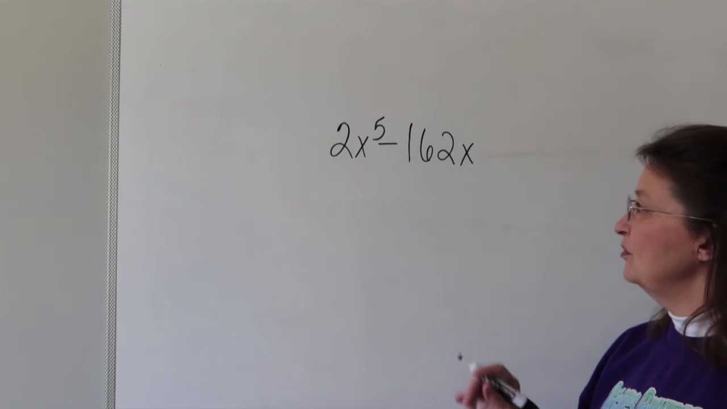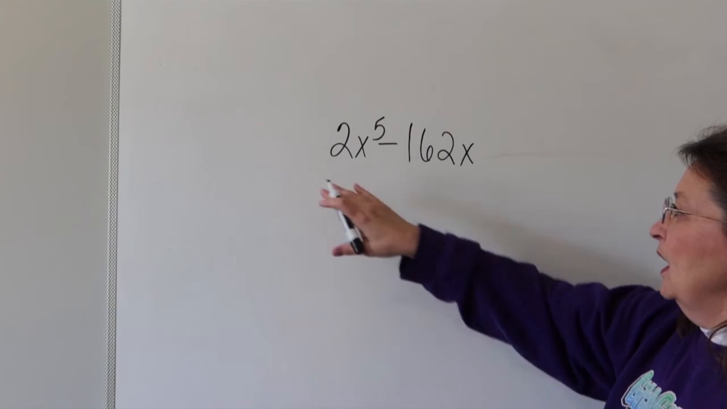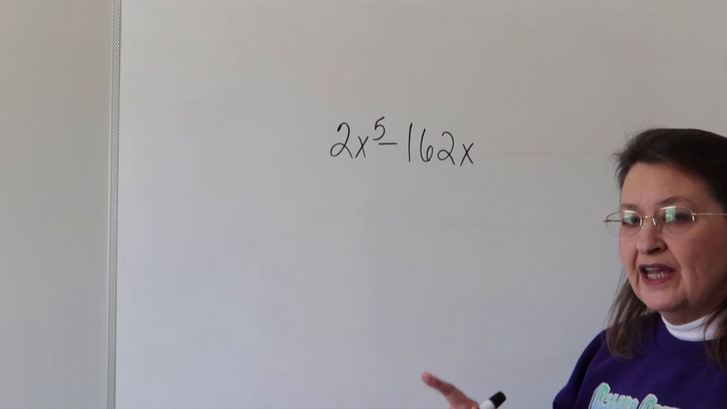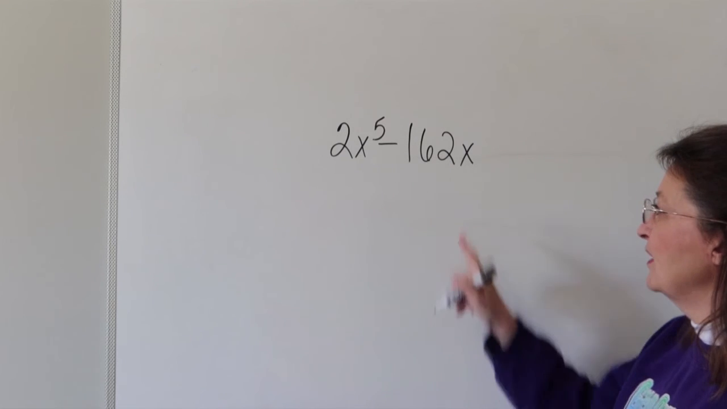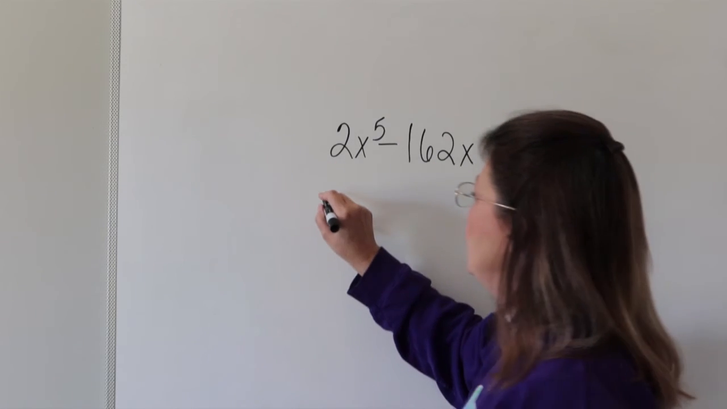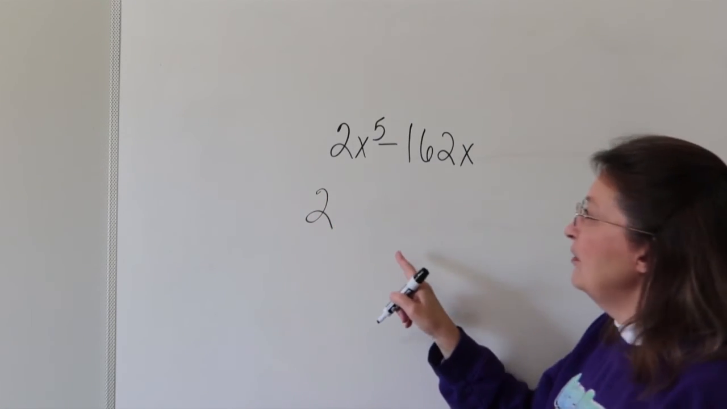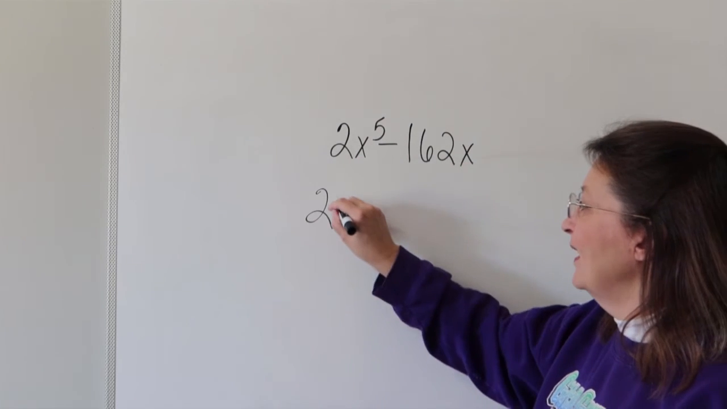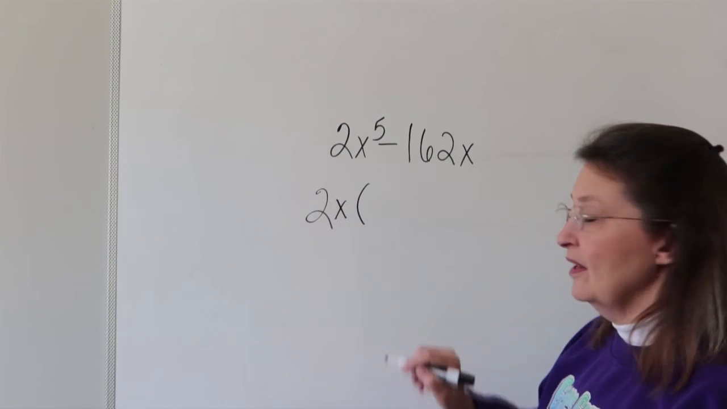One more, and this one's a doozy. Okay, it doesn't look like a difference of two squares, but first you want to take out any greatest common factors. I see that this is an even number and this is a 2, so I know that 2 will go into both of them. Now I also see that this has x to the 5th, but this has an x, so I can take out an x that's common as well.